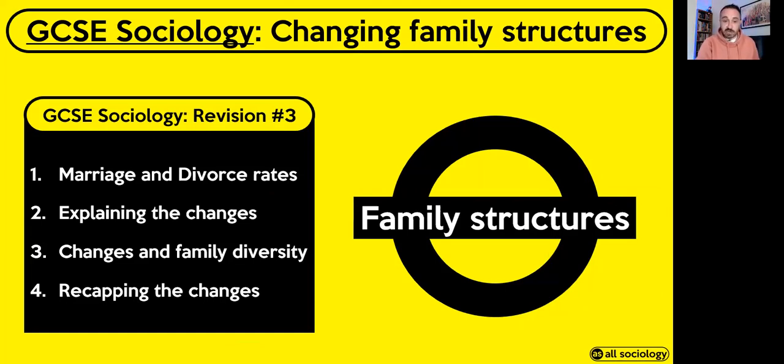We also considered changes and family diversity by thinking about the increase in reproductive technologies and birth control, and also the impact of globalization and of different families moving and migrating to the UK, bringing their culture and their archetypal family types with them. And we just finished off there by considering a whole bunch of those changes in really minor sort of micro form.